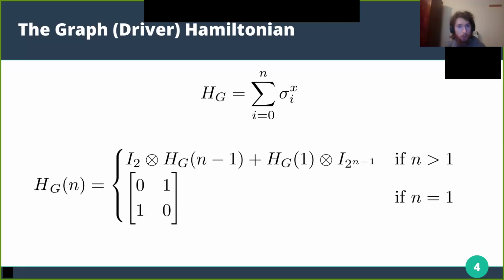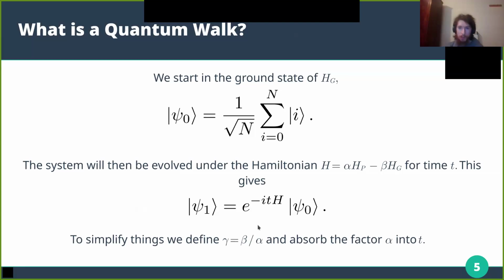So for the driver Hamiltonian, we're going to be using just a sigma x gate on every qubit. This is also what I call the graph Hamiltonian because it corresponds to the adjacency matrix of the hypercube graph, or the n-dimensional hypercube. Because we're doing quantum walks, it's a bit more of a geometric way to think about it. For numerical calculation later, it's useful to have this recursive definition at the bottom. Essentially, what this shows us is when you apply Hg to a vector, the operation you get looks something like a Fourier transform in terms of how you actually calculate it, which again comes in handy later.